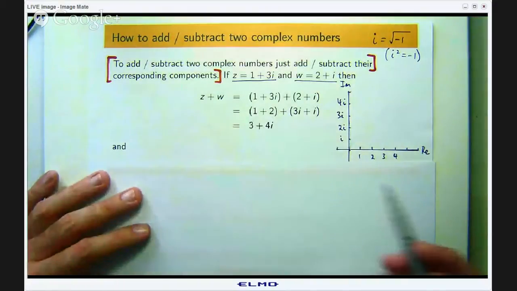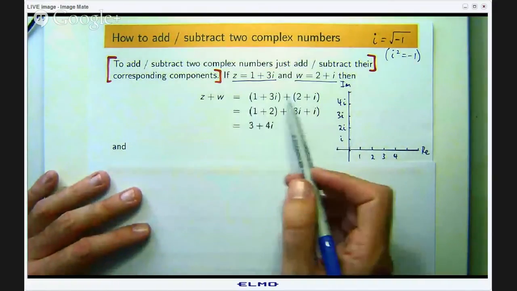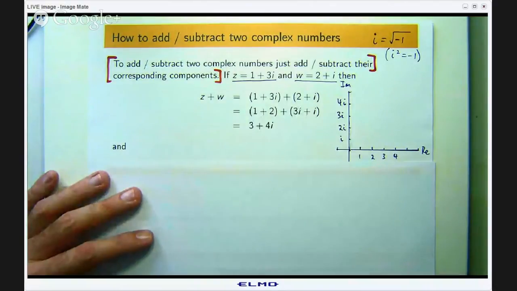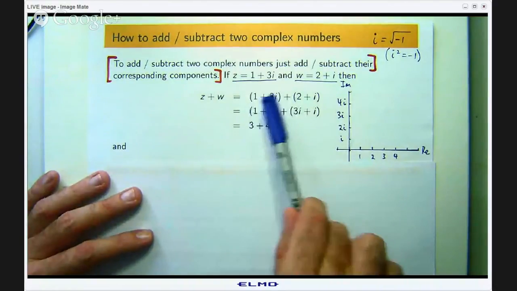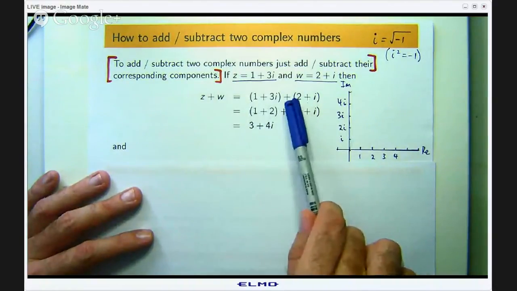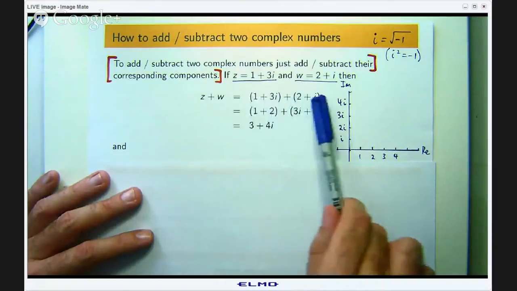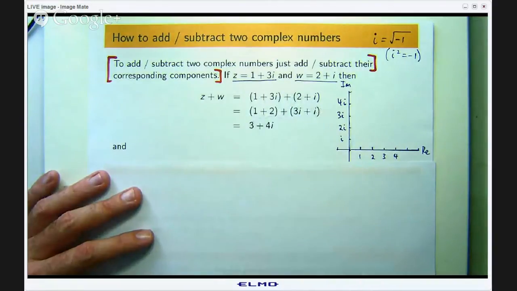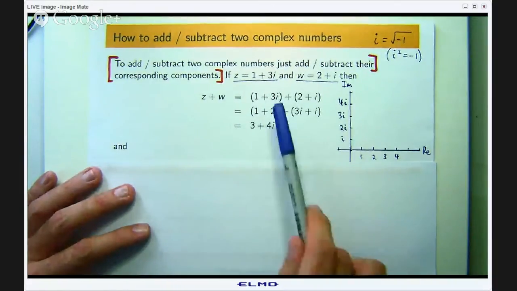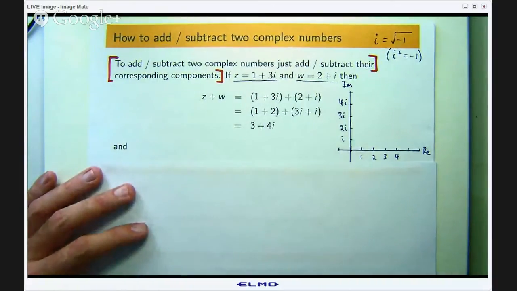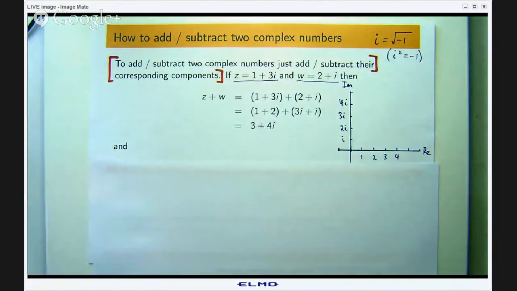All right, well, just like with regular algebra, you would group the like terms and you would add them together. So you can see here, the real part is 1, the real part over here is 2, so you group them together. You group the multiples of i together, and you just add them together. Okay, so 1 plus 3i plus 2 plus i is 3 plus 4i. Okay, pretty easy. What about subtraction?